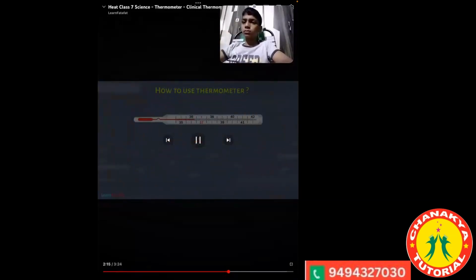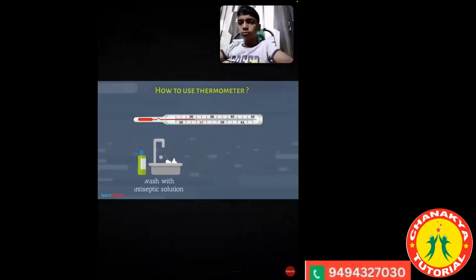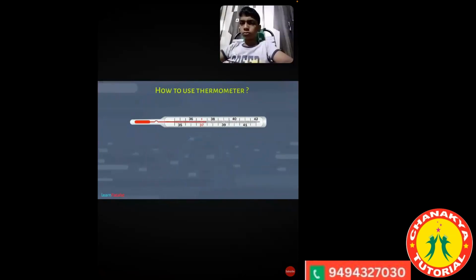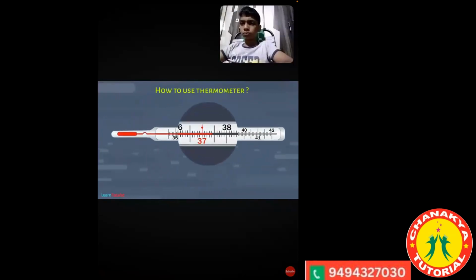Before using the thermometer, you should wash it with some antiseptic solution. Also, give some jerks to it so as to bring the mercury level below 35 degrees Celsius. Now, place the bulb of the thermometer under your tongue. Keep it as it is for 1 minute and let the mercury expand in the tube. Now, take the thermometer out and find out the reading shown by the mercury. Just now you have identified your body temperature.